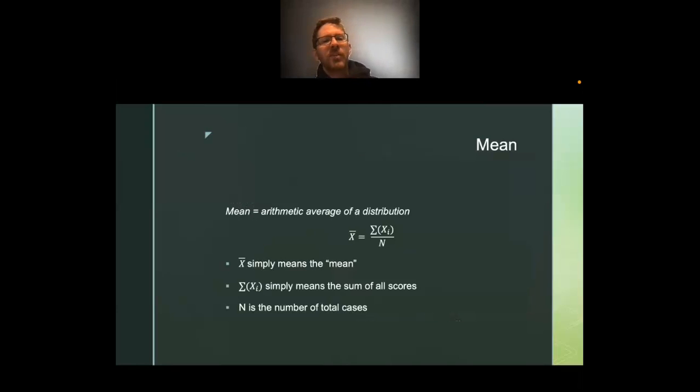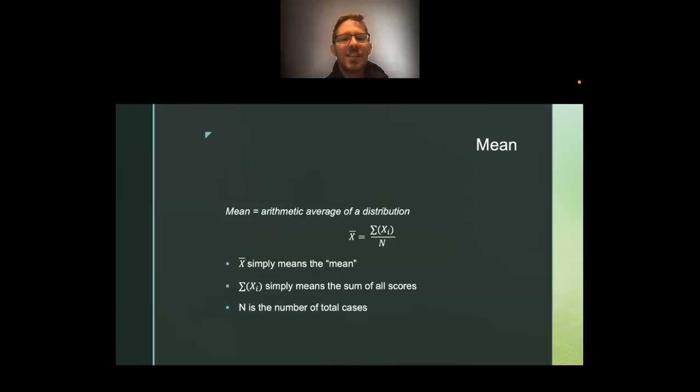The mean is the arithmetic, I don't know how you say that, average of a distribution. We're going to need to get familiar with the ways these are written out. Even though you all know what a mean is, it's simply the average. You add everything up and you divide it by the total number. But these symbols will become more important when we get to more complex statistics, so make sure you get familiar with them now. X bar simply means the mean of a variable.